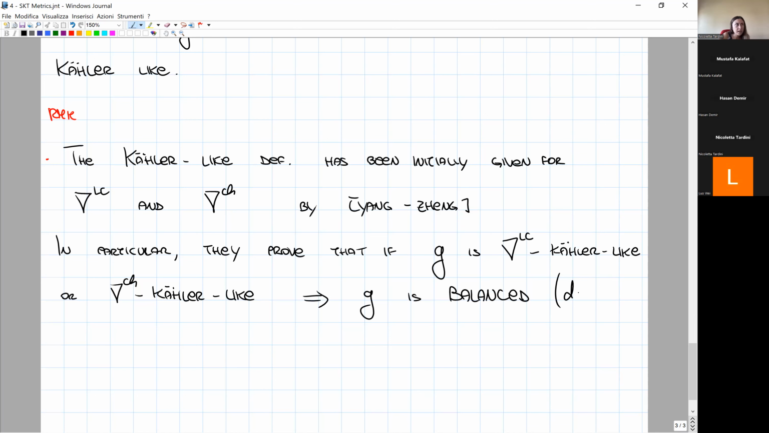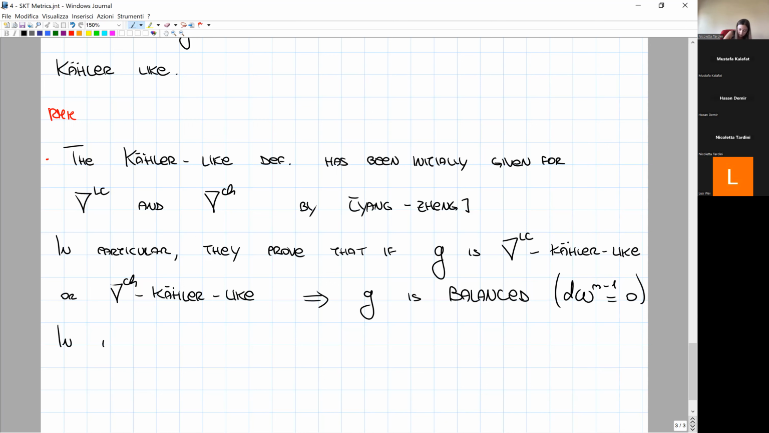So we talked about balanced metrics in the second lecture. This was the definition: the n-1 power of omega is closed. They proved that if we have this Kähler-like condition for the Chern or the Levi-Civita connection, then the metric has to be balanced.